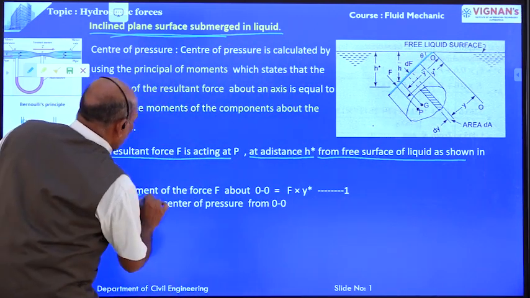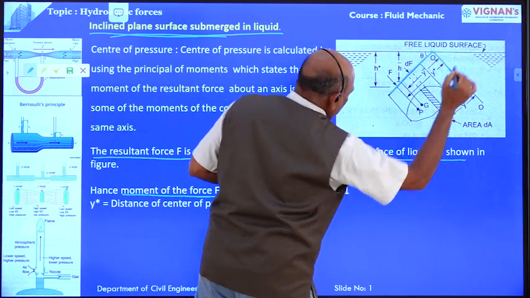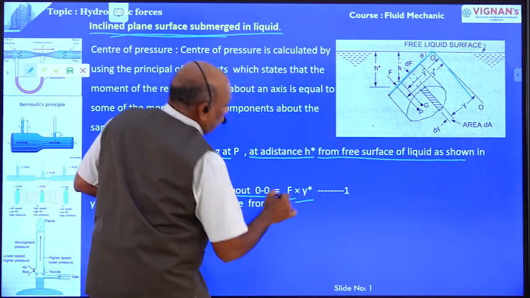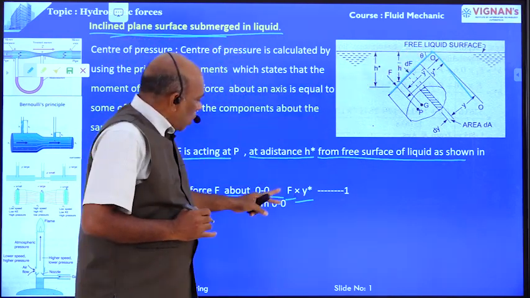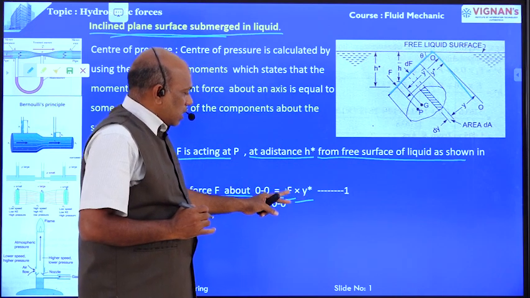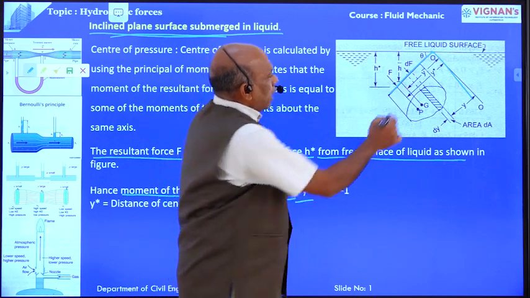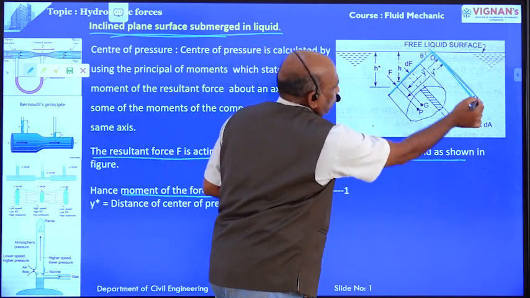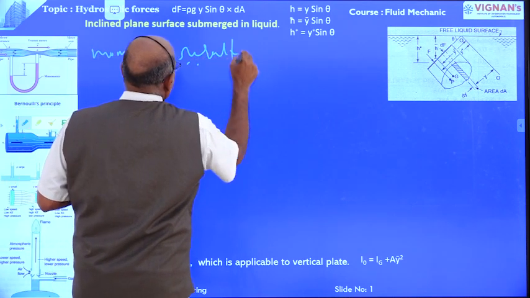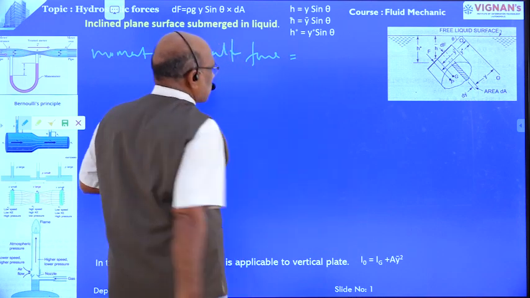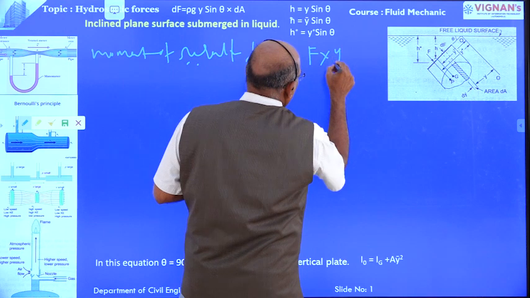Now, moment of the force F about OO. Moment of the force about OO is equal to F into y star, because this makes an angle theta. Therefore, F into y star. F is the resultant force. Y star is the distance of the center of pressure to the axis OO. Moment of the resultant force is equal to force into y star.